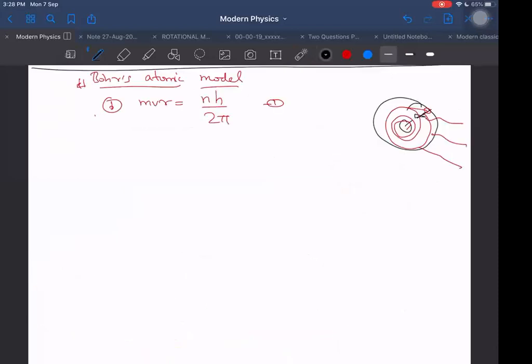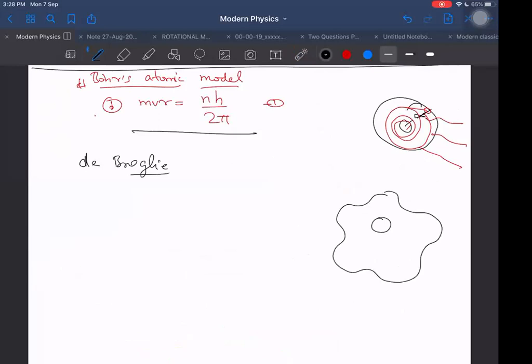But why it happens, that was finally told by de Broglie. He said that electron acts like a wave. And if the electron acts like a wave, then this wave can interfere with itself. The electron will be moving forward, and when it turns back to this place again, if the crest meets the crest, then there will be constructive interference. That means such orbits will be stable. But if the crest meets the trough, then there will be minima. In that case, the wave will vanish. No electron wave will be remaining.